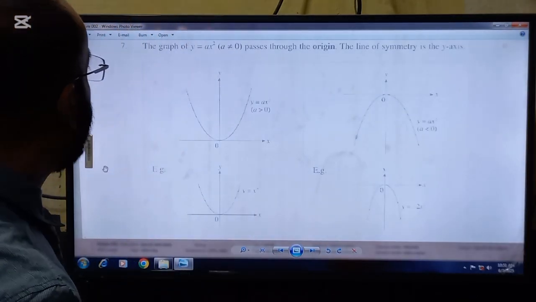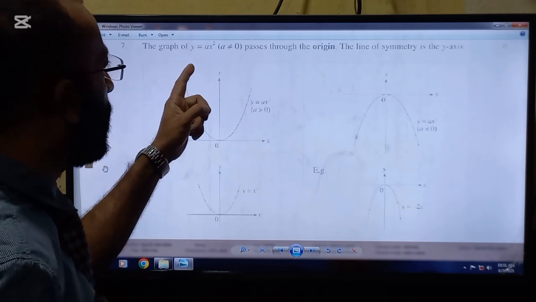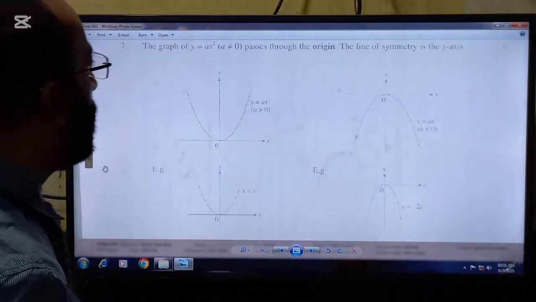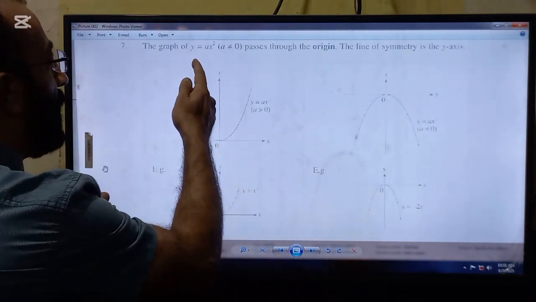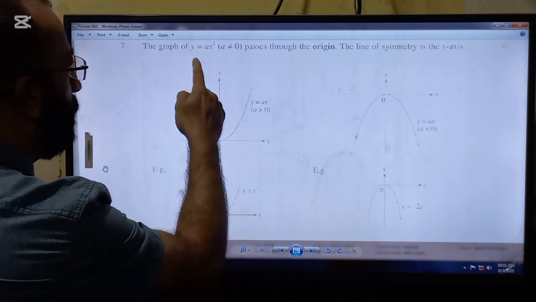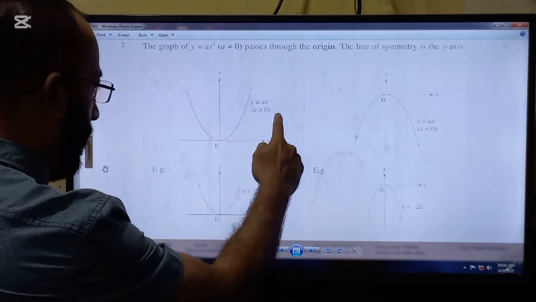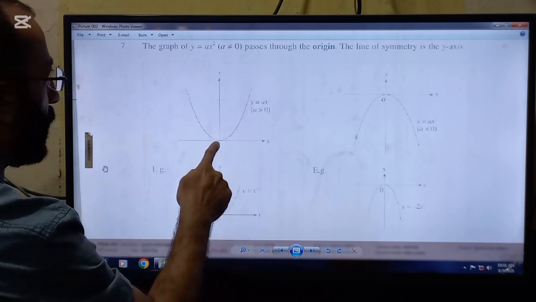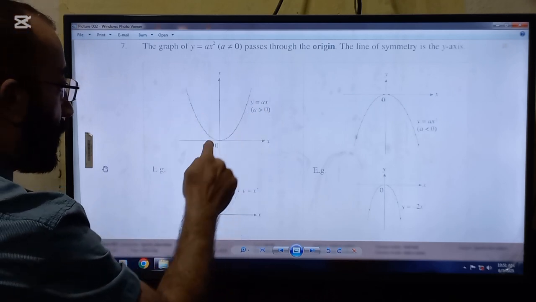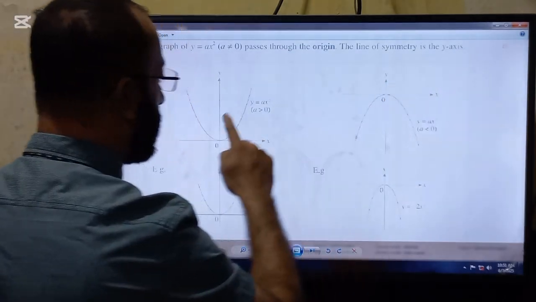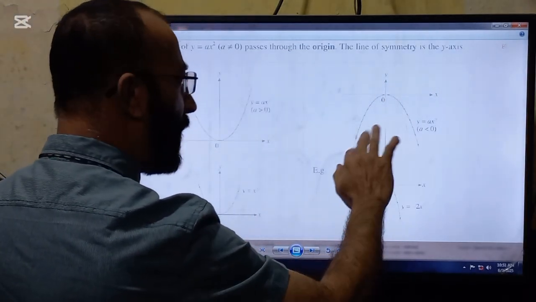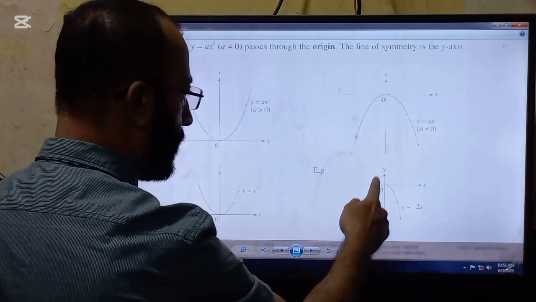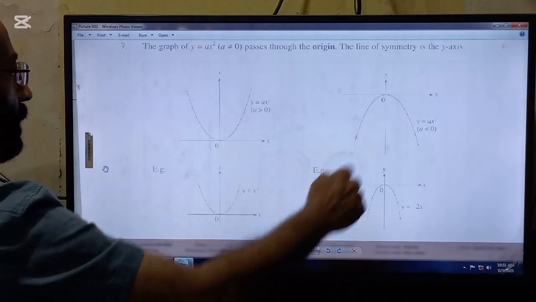The next important point to remember is, when the graph of the quadratic equation passes through the origin, the line of symmetry is the y-axis. So A's value may be a positive one or a negative one. If a positive value is there, as in this case, the graph will be like this, passing through the origin. So if the graph passes through the origin, the line of symmetry is the y-axis. In this case, A is negative, but the graph is passing through the origin, so the line of symmetry is the y-axis. So these are some examples.